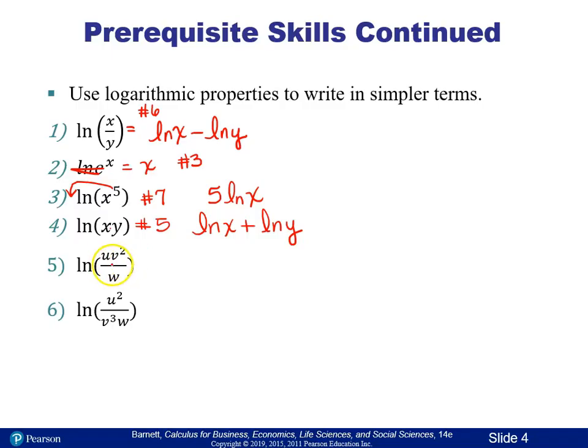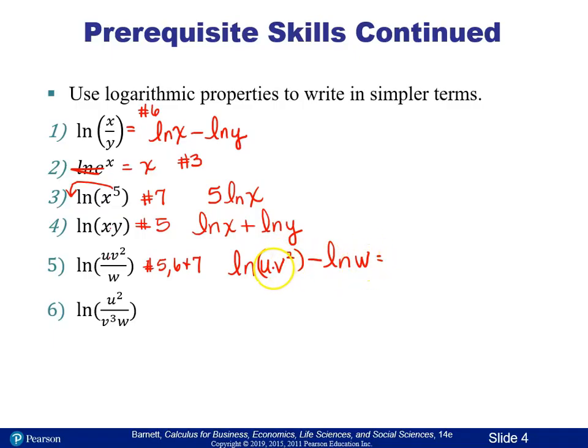This one's got a lot of things going on. It's got some multiplication, it's got some division. So I'm actually going to be using numbers 5, 6, and 7 to do this. If I split this one up, I'm going to do the division, separate that part first. Okay, so I'm going to subtract. The part that's divided is the part that gets subtracted. So I've got the natural log of the numerator minus the natural log of the denominator.